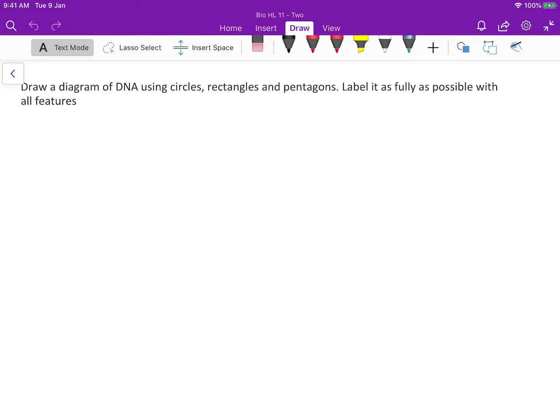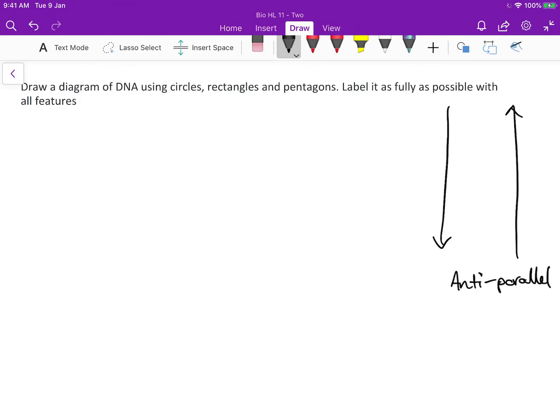Alright, so we're going to try and draw a full diagram of DNA. And when it's talking about drawing a full diagram, we are thinking of drawing both of the strands. So we're going to have these two strands, which we said were running in opposite directions. They are anti-parallel. They don't just run parallel, that would be both of them running in the same direction. They run anti-parallel because one runs in the other direction.